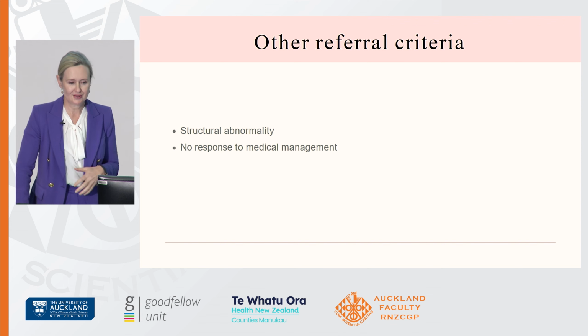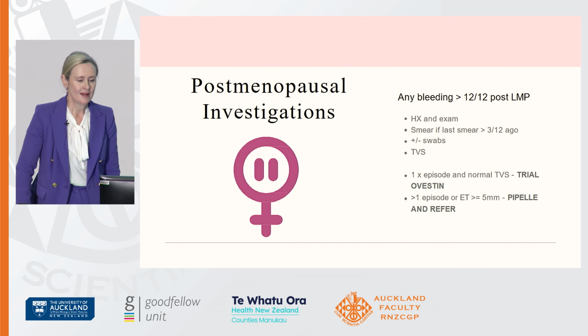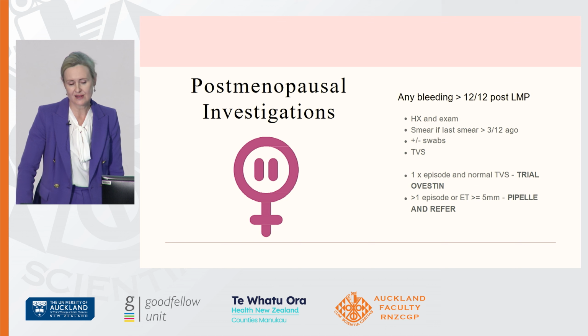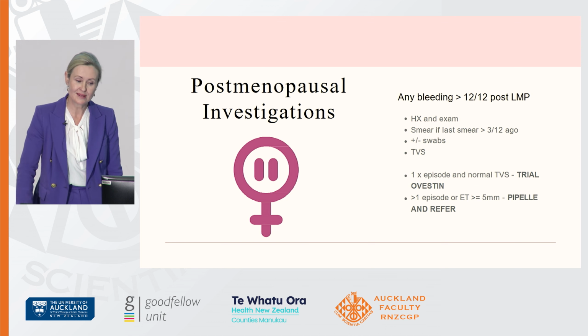So other referral criteria are fairly straightforward, like if there's a structural abnormality, of course, or no response to medical management. Postmenopausal is quite simple. Any bleeding more than 12 months post last menstrual period is defined as postmenopausal bleeding. Again, history and examination is very important. The pathway says if there's not a smear within 3 months, then a repeat smear needs to be taken, plus or minus swabs, and of course a transvaginal ultrasound.